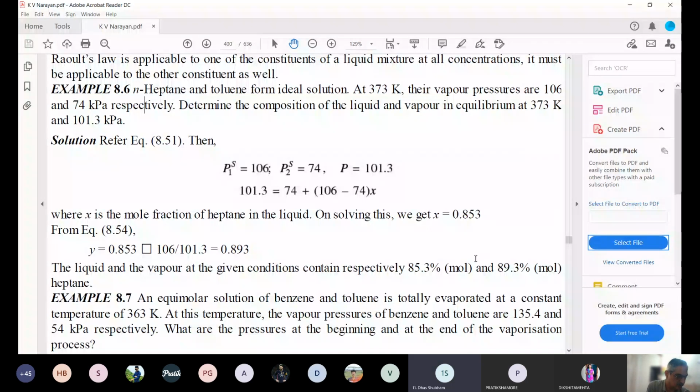Y1, sir, 0.7148. Okay. But now what do we need to find? Pressures at the beginning and end of the vaporization process, right? So P equal to 94.7 is there at the beginning of vaporization, right? The liquid composition was given as 0.5 benzene, 0.5 toluene.